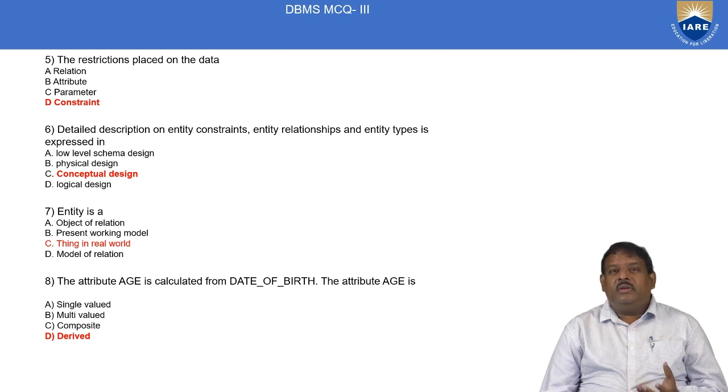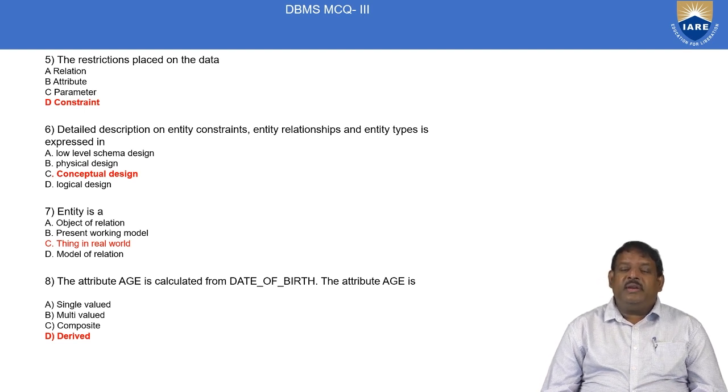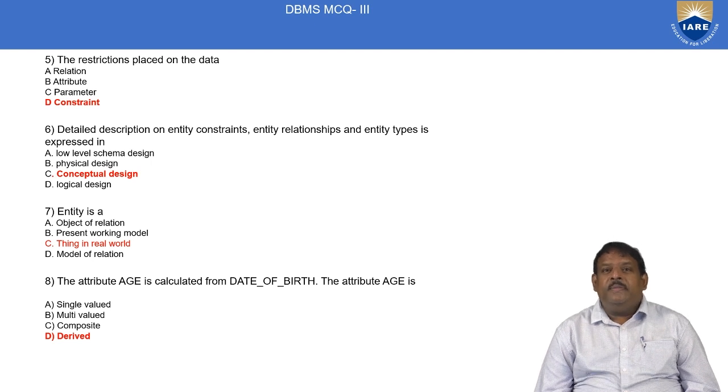So what is here? We have four types of designs here: low level schema design, physical design, conceptual design, and logical design. Now here we need to find out what is the detailed description on entity constraints, entity relations, and entity types. Everything is available in the conceptual design. In the conceptual design, everything about entities is mentioned and described: entity constraints, entity relations, and entity types.